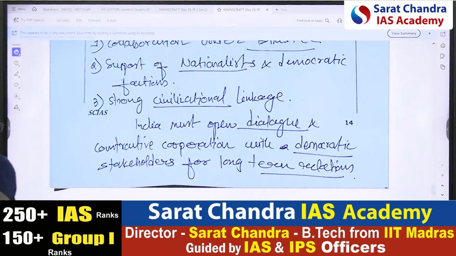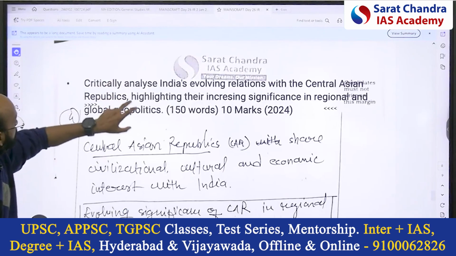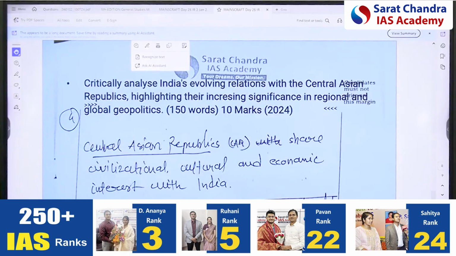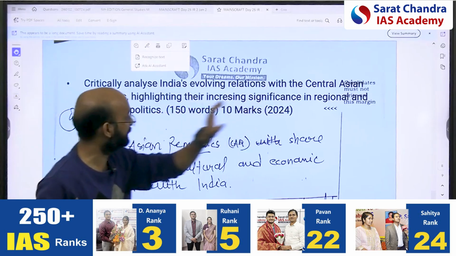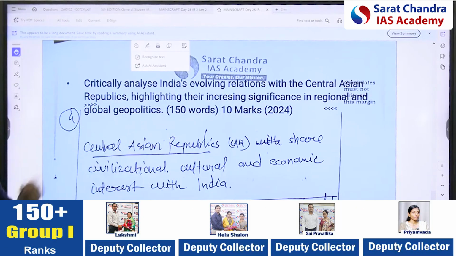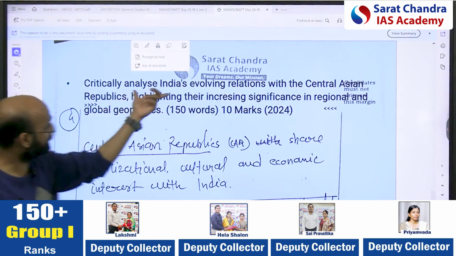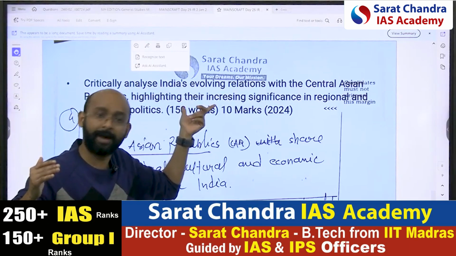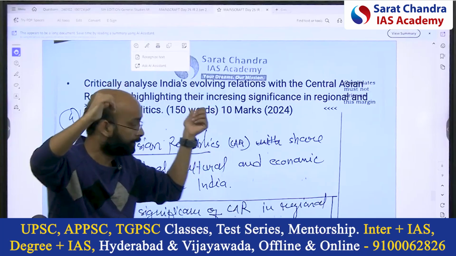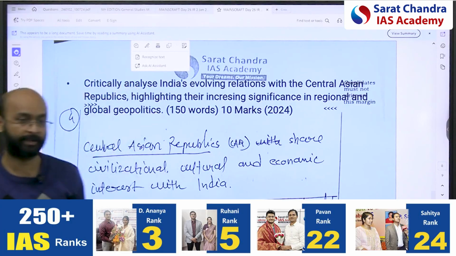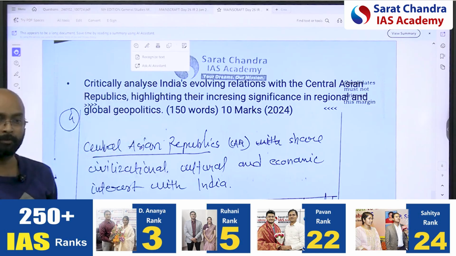This is India-Bangladesh relation. Going to the next question: critically analyze India's evolving relation with Central Asian republics, highlight their increasing significance in regional and global geopolitics. Here there are two parts. One is that India-Central Asian relations are evolving, and in that context they have significant regional and geopolitical influence. Who? CAR. That we have to highlight.